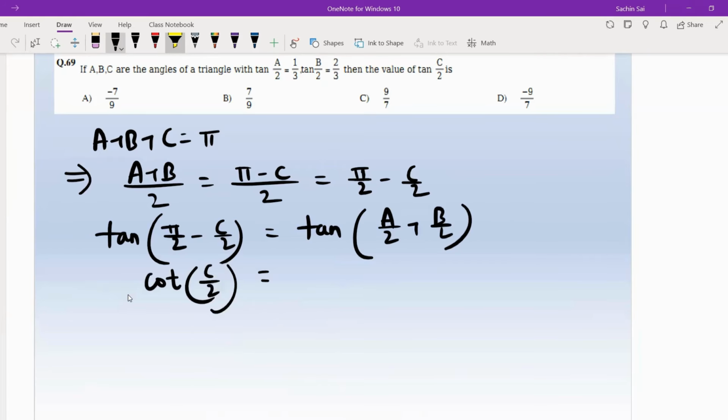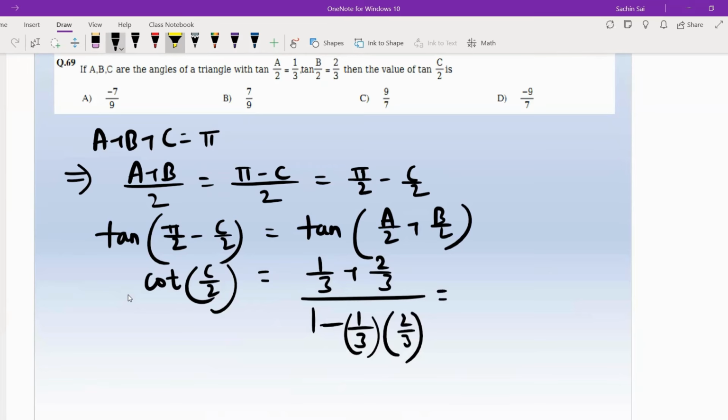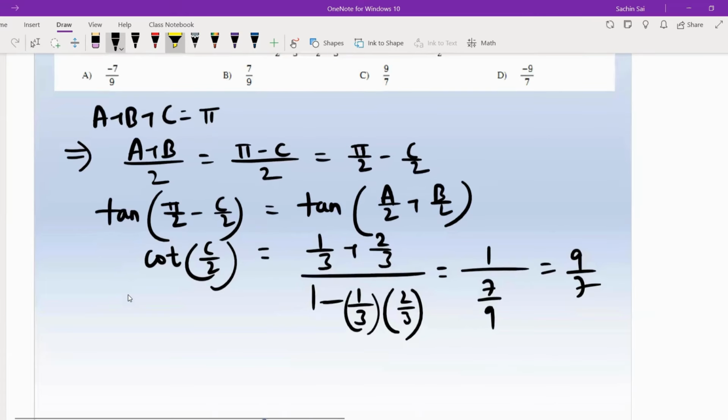On the right hand side is tan of A by 2 plus B by 2. This I can write as (tan of A by 2 plus tan of B by 2) by (1 minus tan of A by 2 into tan of B by 2). So numerator is 1. Denominator is 1 minus 2 by 9. That is 7 by 9. So cot C by 2 is 9 by 7. So tan C by 2 will be 7 by 9.